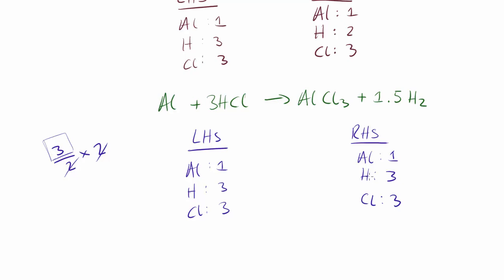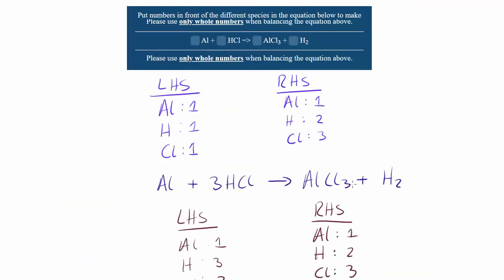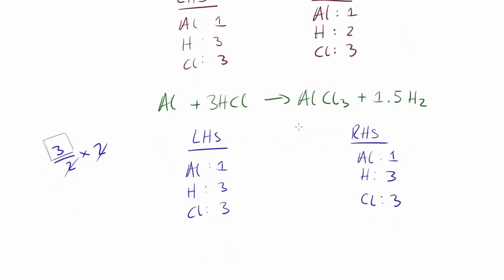And if you now compare the left hand side and the right hand side, you've got 1, 3, 3 on the left hand side, and you've got 1, 3, 3 on the other side, the right hand side. And so we can say that now it's balanced. However, if we really pay attention to the question, it says, please use only whole numbers when balancing the equation above. So in our final answer, we need to make sure that we're dealing with whole numbers.